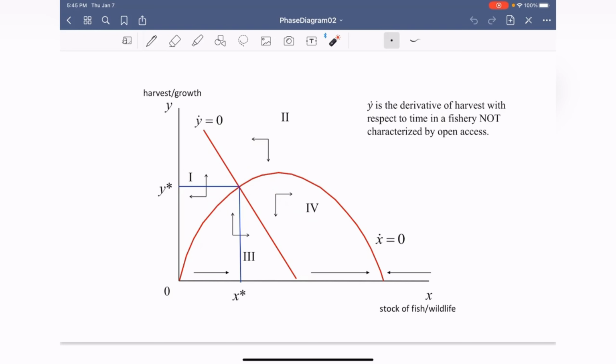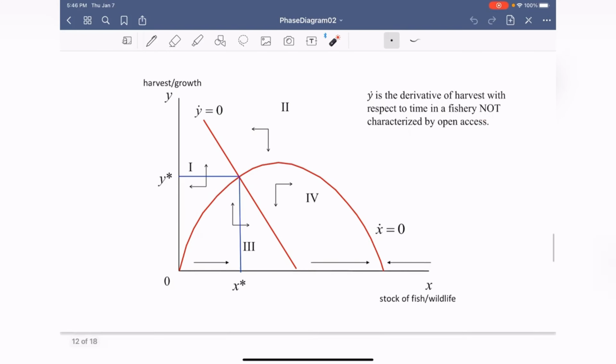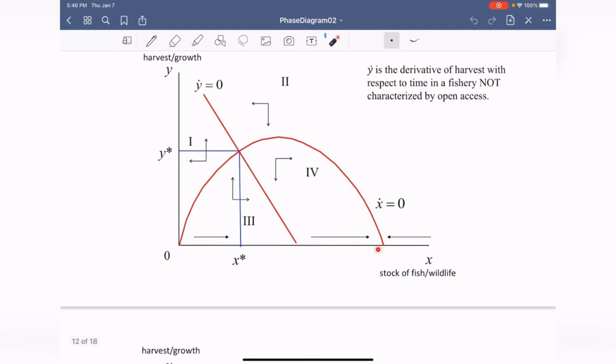So basically what we're going to see is that there's going to be a separatrix here, and that's exactly a saddle point equilibrium, as it'll turn out. So y dot is the derivative of harvest with respect to time in a fishery not characterized by open access. All right, notice that this here is our K. This is K, our carrying capacity. And notice that it's a stable equilibrium point right here.